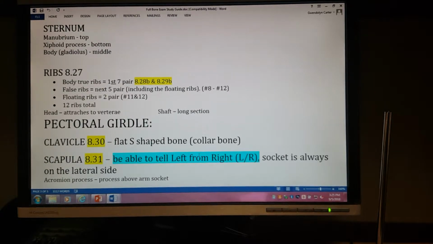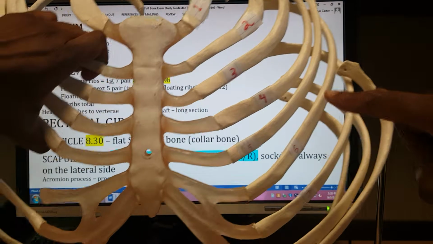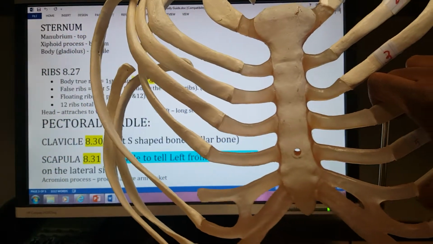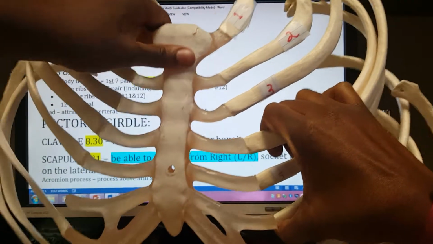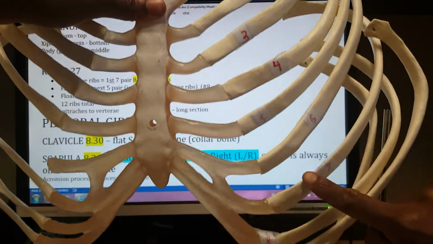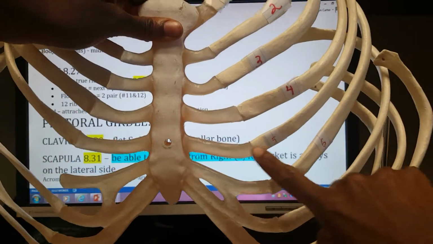So your 12 ribs, the first 7 are called true ribs because they have their own individual connection with your sternum. So here, this cartilaginous joint, 1, 2, 3, 4, 5, 6, 7, all are considered true ribs because they have their own individual joint to the sternum.